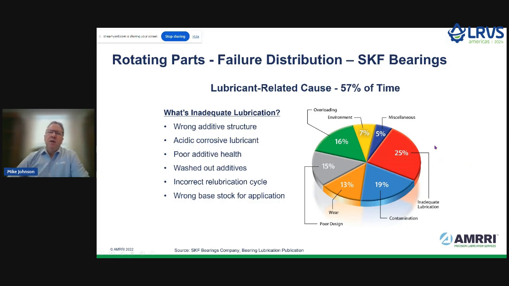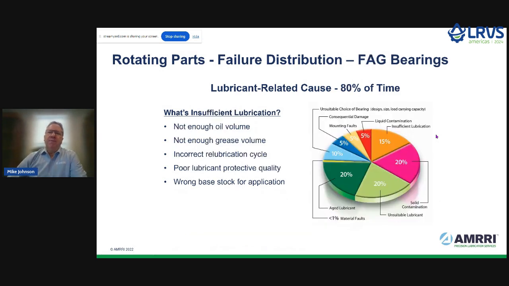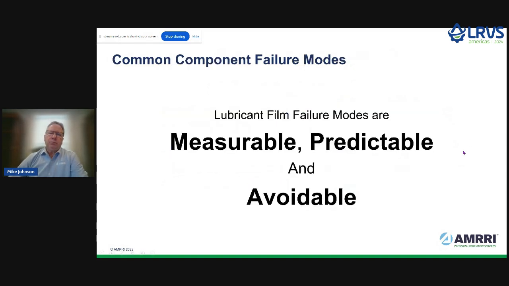Here's a slide from SKF data showing the proportion of lubrication-related factors leading to premature bearing failure. Schaeffler FAG bearing says, yeah, that's close, but actually it's not 57%, it's 80% of contribution to premature failures that comes from defects with our lubrication plan. These defects are all measurable, predictable, and avoidable.